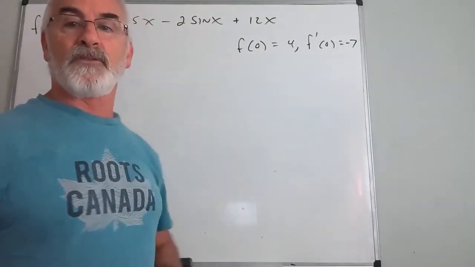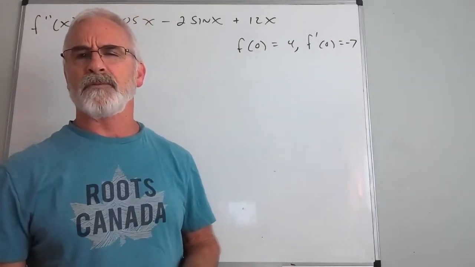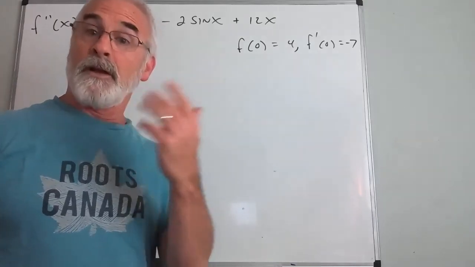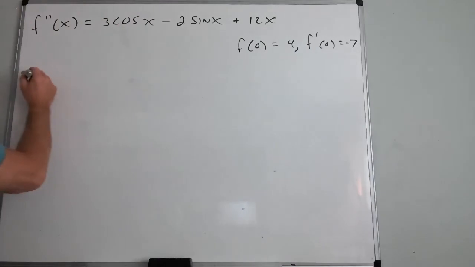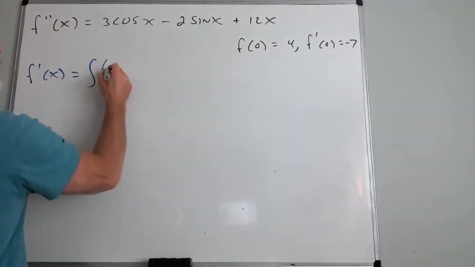I've given you the second derivative. So what do you suppose the first thing you have to do is? Anybody want to try? Find the first derivative. And how would I find the first derivative? I integrate. So f prime of x is going to be the antiderivative of all of that stuff.